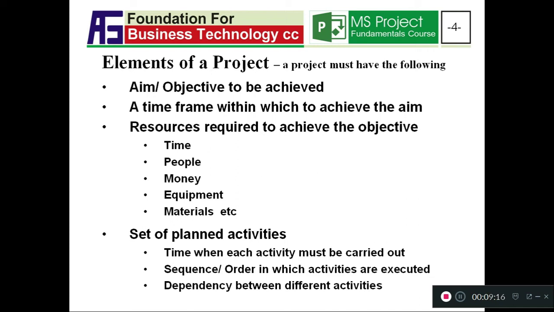Whereas there are other activities that can actually happen simultaneously. For example, while some people are putting up the wall, others are putting in the electrical fittings, the conduits, within the same wall. So the element or the activity of brickwork happens at the same time as some elements of the electrical work as well. So a project needs to define the relationship and the dependencies between the different activities.